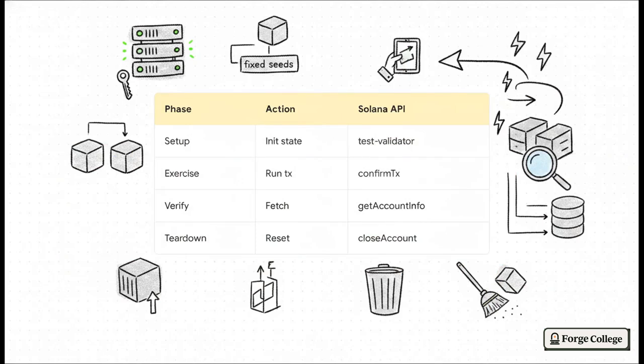And if we actually map these mandatory steps directly to the Solana tools you'll be using, it looks exactly like this. During setup, you're leaning heavily on the Solana test validator and spinning up key pairs from fixed seeds. When it's time to exercise the flow, you submit instructions with sendAndConfirmTransaction. Then to verify, you don't just blindly trust that it worked. You actively fetch the on-chain data using getAccountInfo. Finally, in teardown, you're closing accounts or just resetting the validator entirely. This right here, this is your toolkit for absolute predictability.